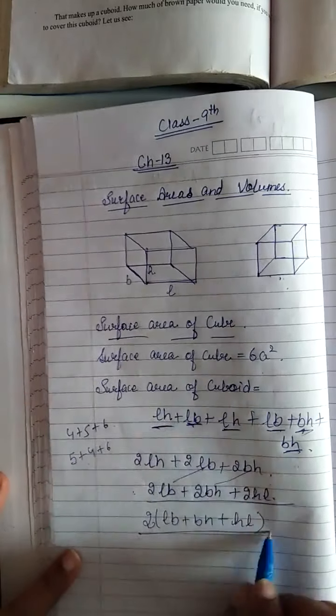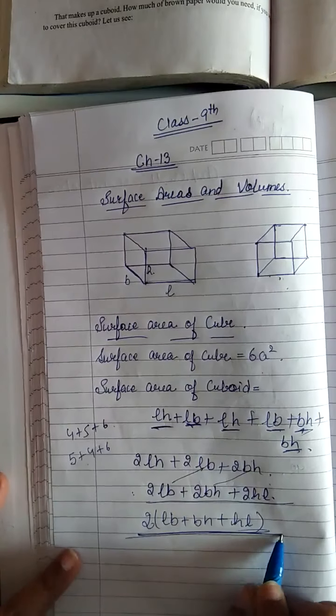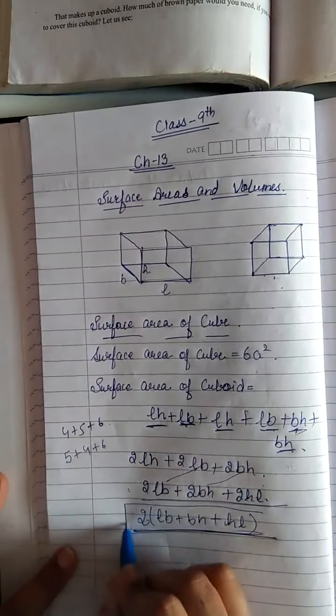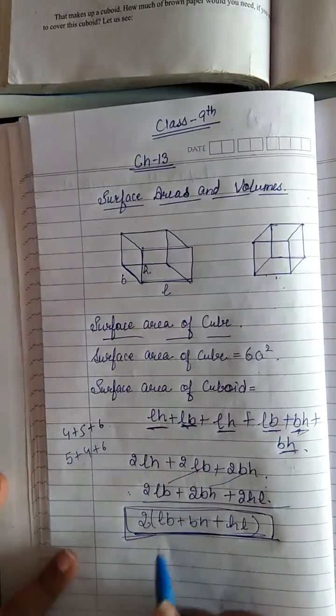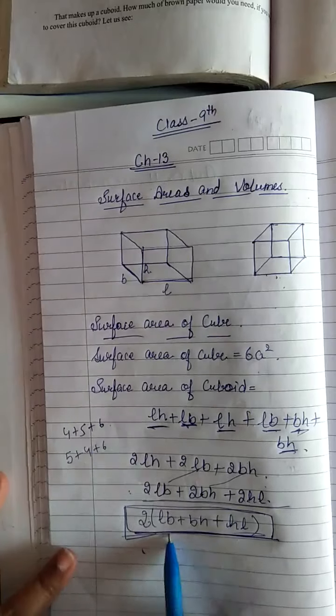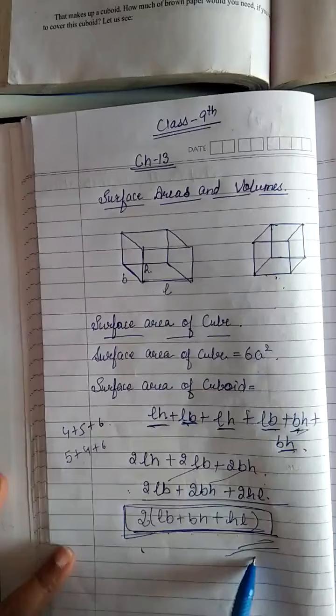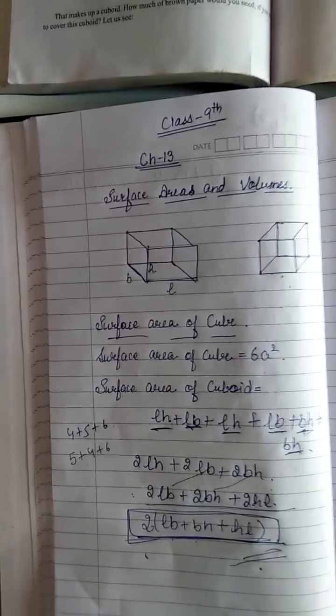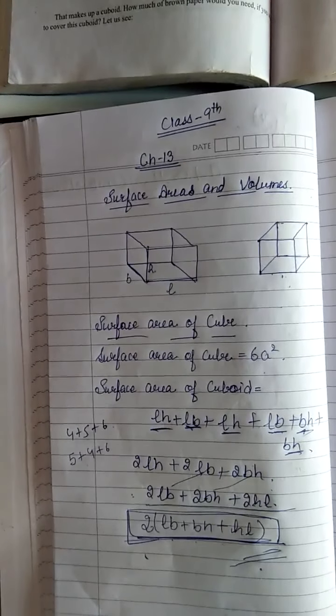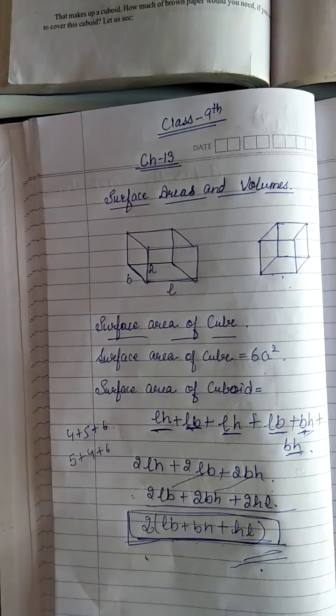Okay, so what have we got from here? The surface area of the cuboid. So what is the surface area of the cuboid? 2 × (LB + BH + HL). This is the surface area of the cuboid. In this way, we can derive the formulas of the surface area of cube and cuboid. Okay, now by using these formulas, we can solve the questions.